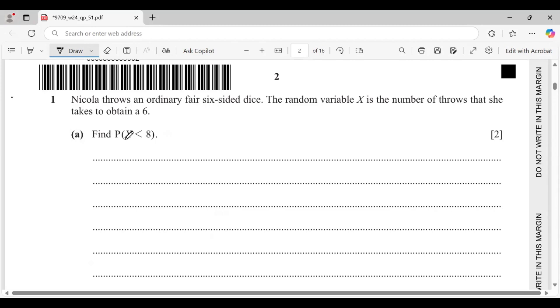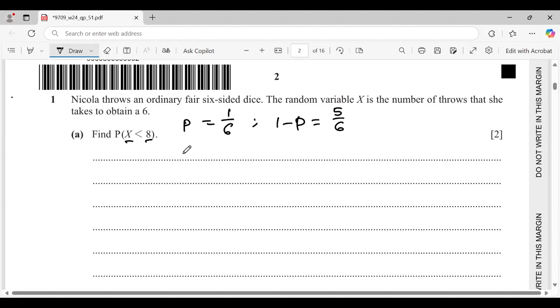X is the number of throws to get the first 6. And we are to find the probability that the first 6 occurs on the 8th throw. Now, let P be the probability of success on a single trial. If getting a 6 is success, then P equals 1 over 6. Then 1 minus P equals 1 minus 1 over 6, which is 5 over 6.